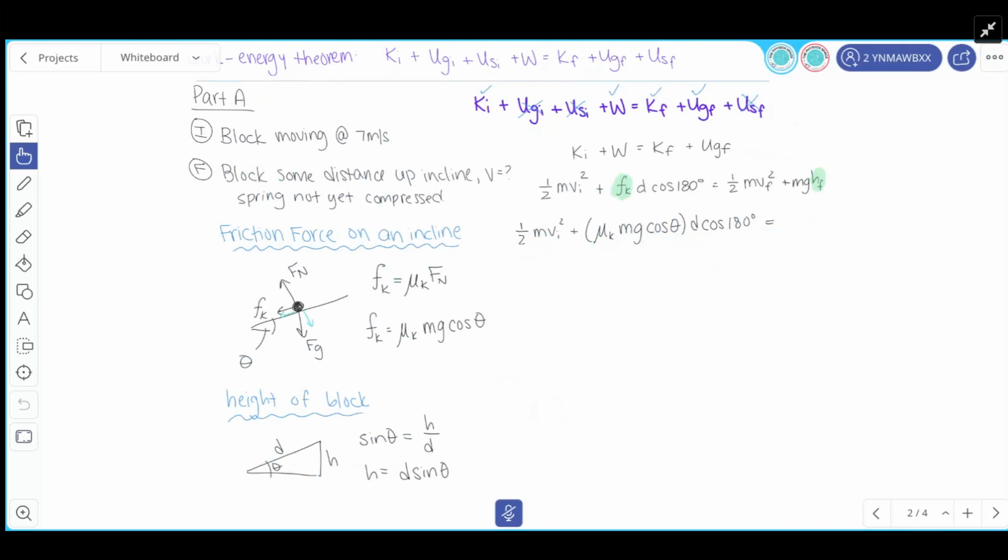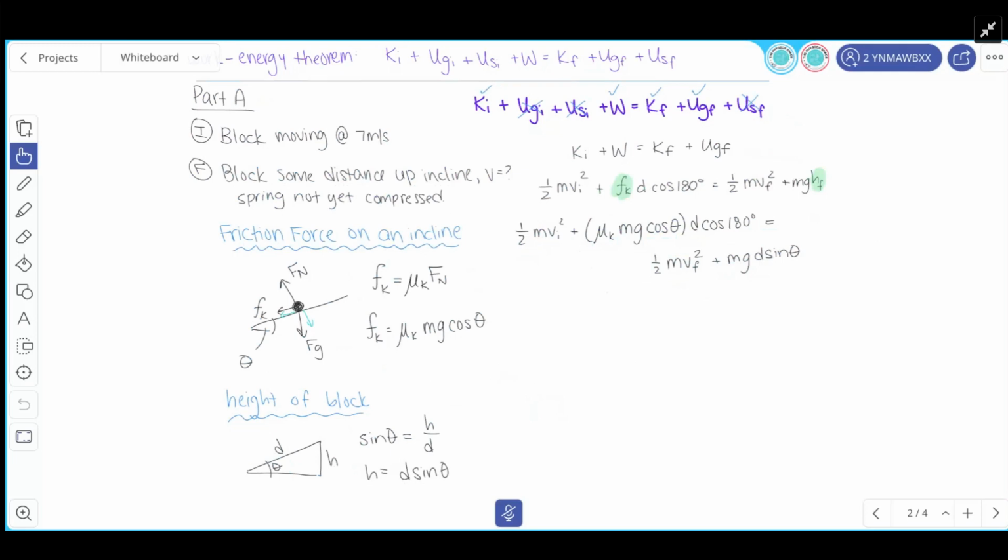Sorry, I'm running out of space a little bit. I'm going to write that down here. We have the 1/2 mv final squared plus mg, and then our expression for height is d sine theta, and that theta is our 30 degrees.